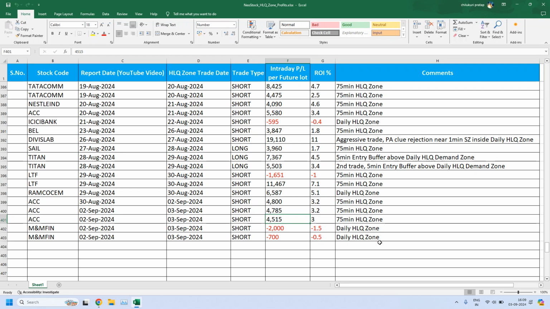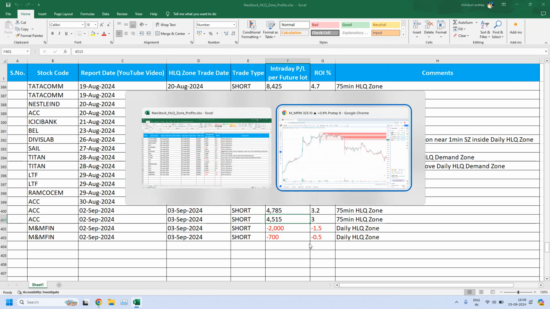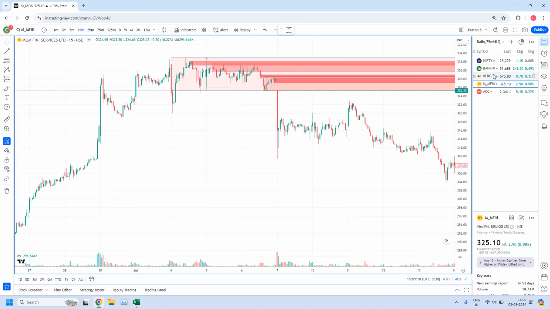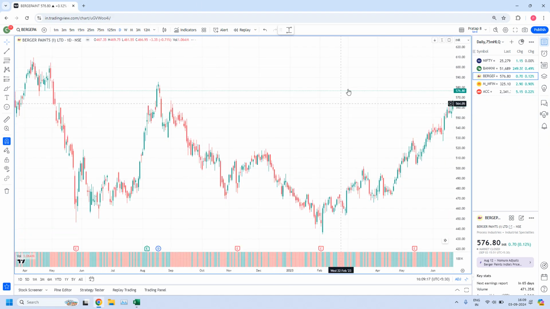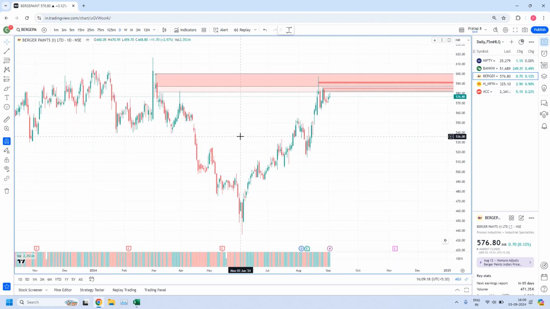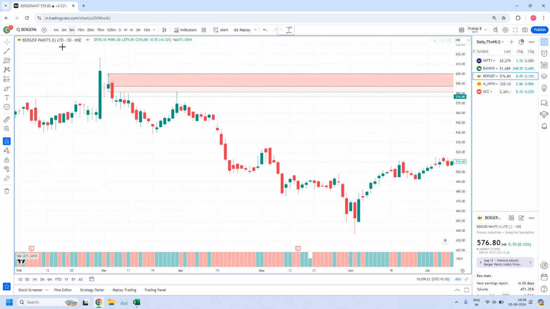So this is about M&M Finance. And the next one is Berger Paints. This is also a daily high liquidity supply zone. And how I fine-tune, let me explain. See here, you have a rally base drop. This is what our software identified.